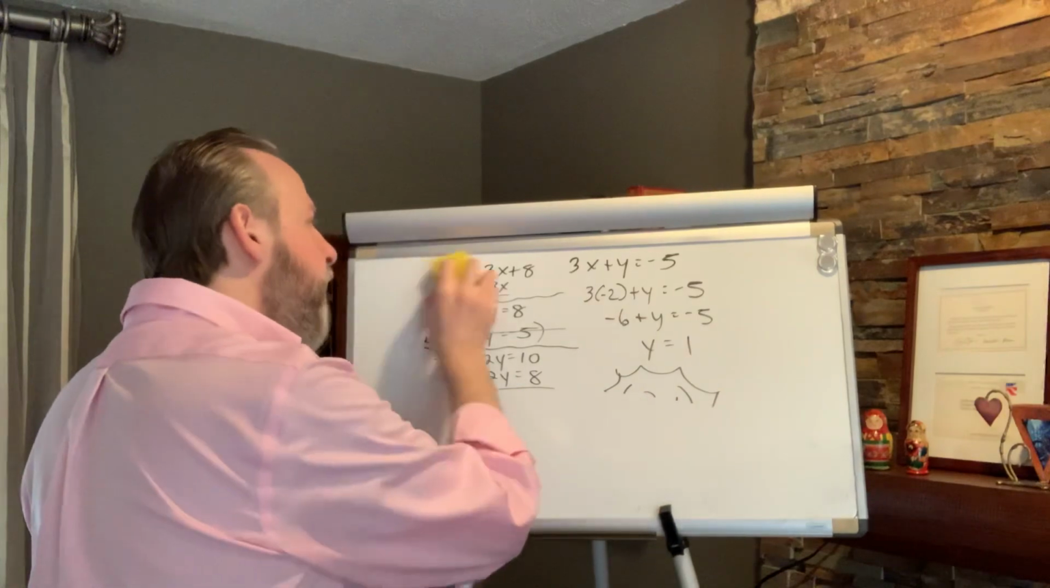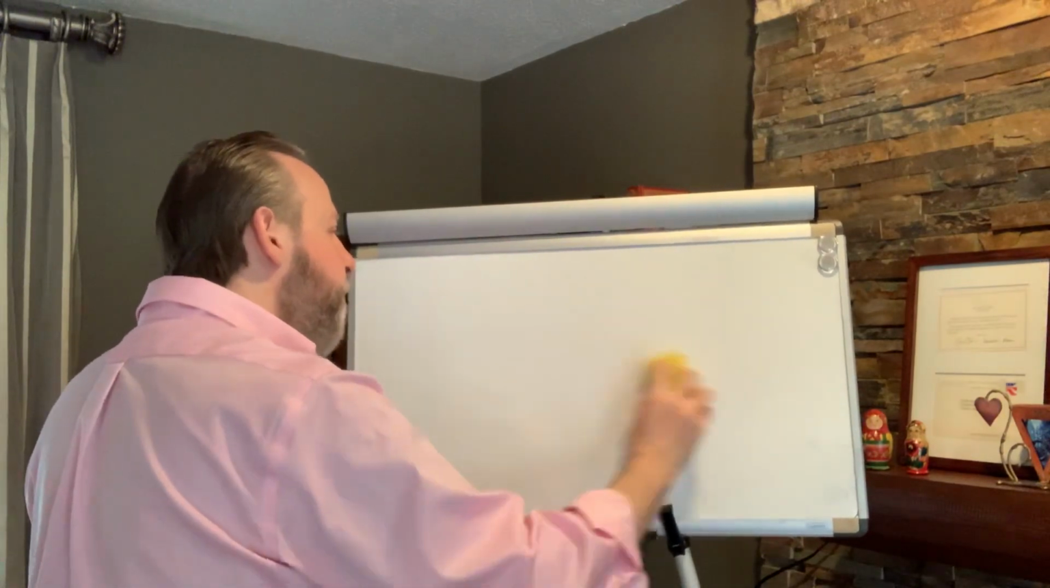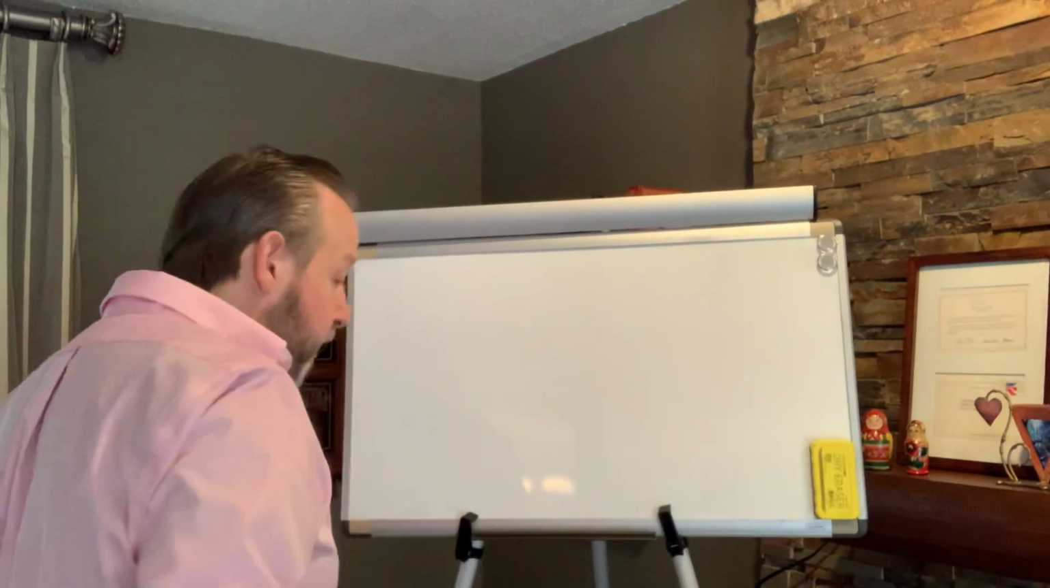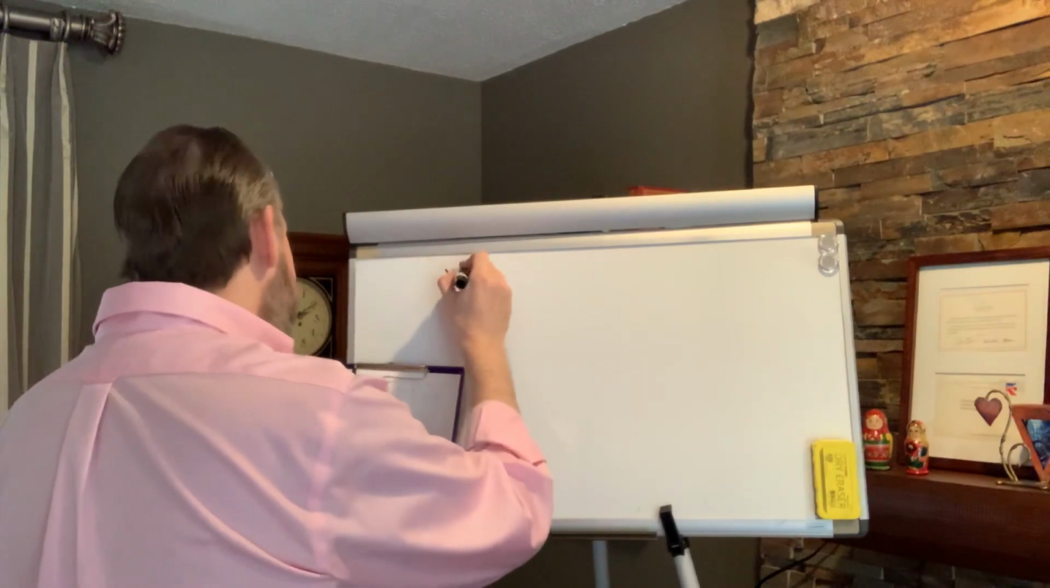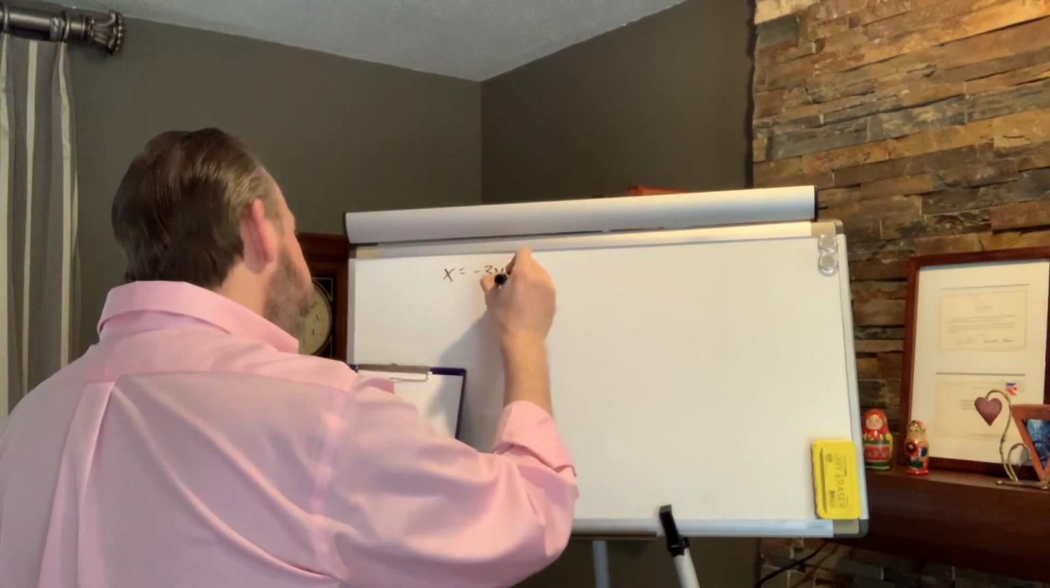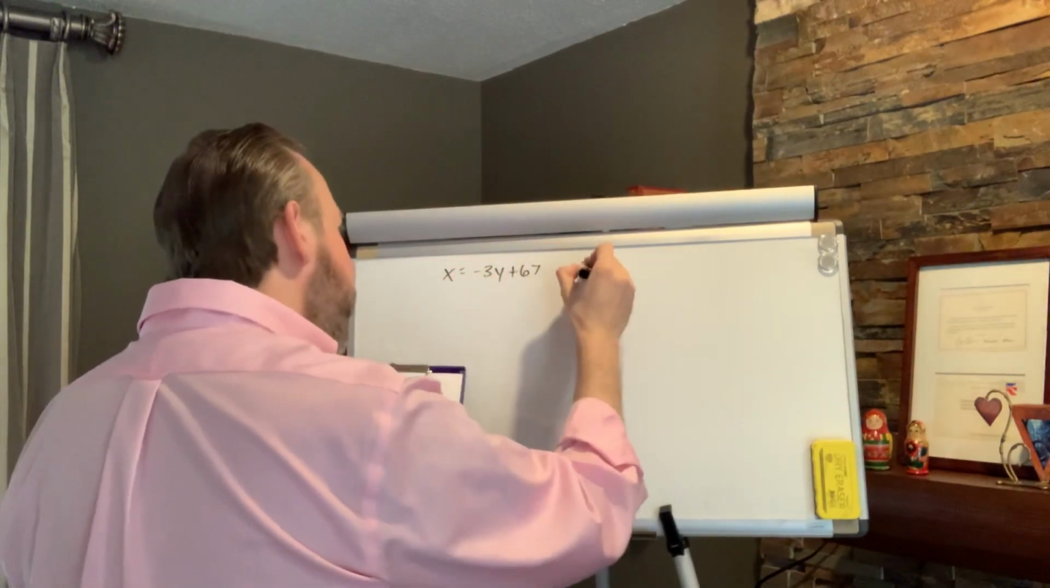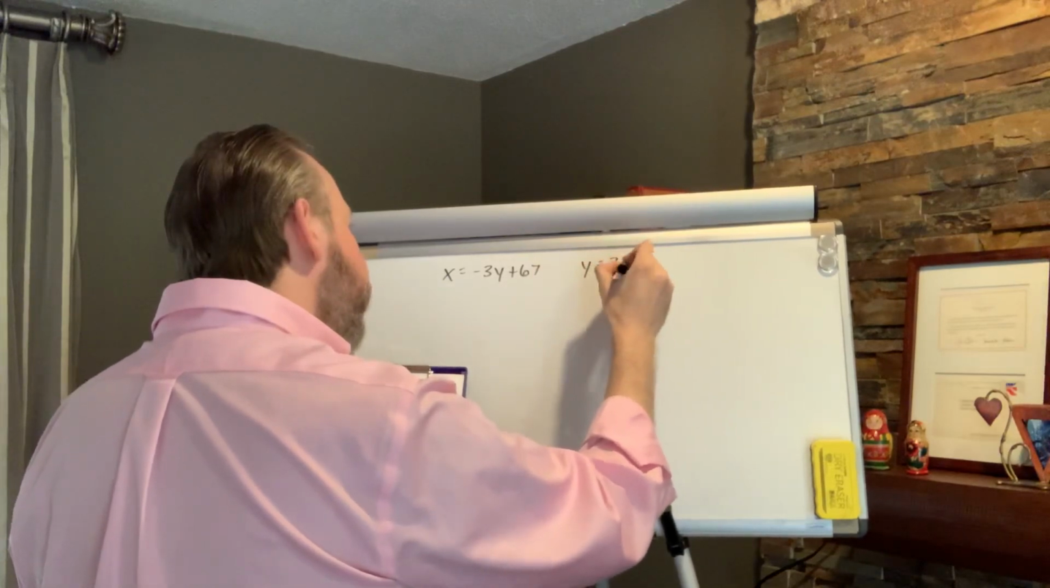And let's move on now to some new examples. In these examples, multiplication will be necessary, and I just want to do a couple different things that will be good for you to see for variety. All right, so let's take this one. I got x equals negative 3y plus 67, and I have y equals 3x plus 9.